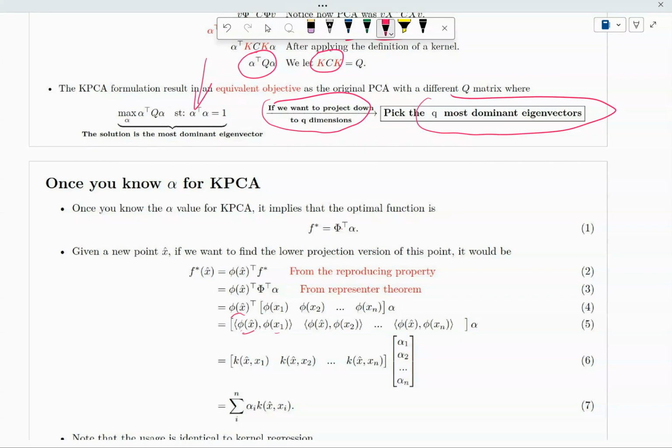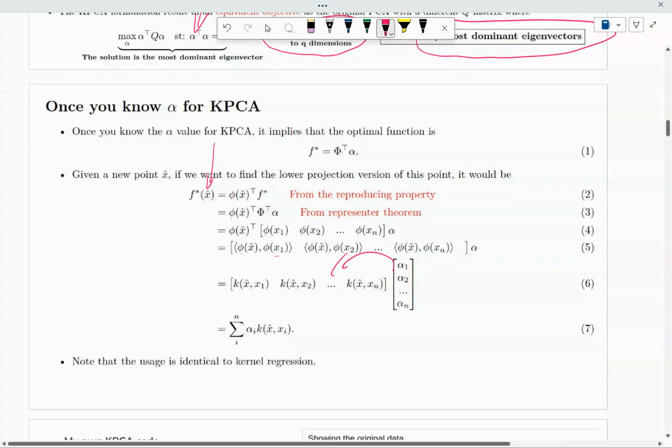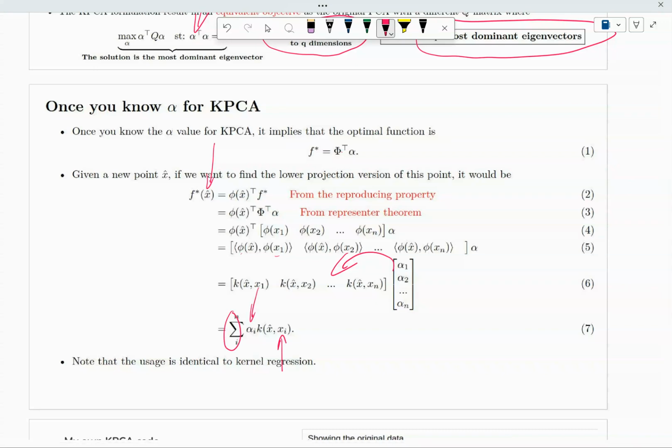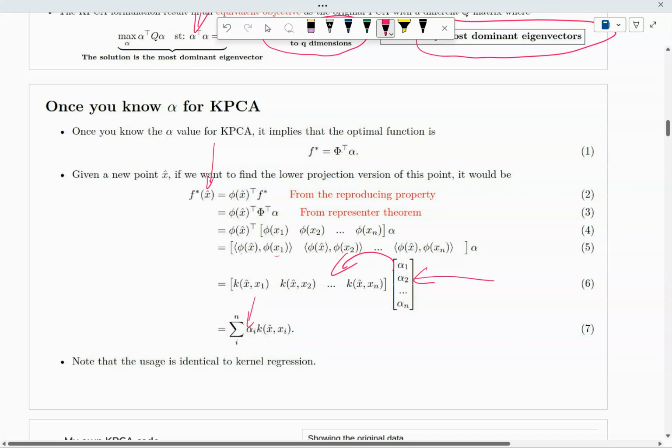Once you do that, this is by definition the kernel function. So you're calculating the kernel function where one of the inputs is the data sample and the other one is the input to the function. So this is a summation. When you project this down, it's a summation of the kernel functions. Notice this right here is n samples. We're going to add up n samples, and we know what the alpha value is. The alpha value is the result of the kernel PCA. And then once you know the alpha value, you just plug this into here, and you have the result.